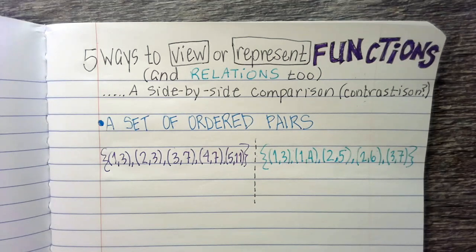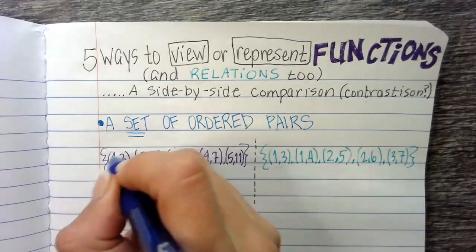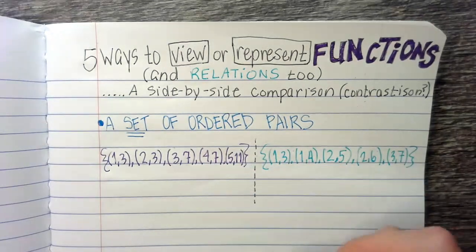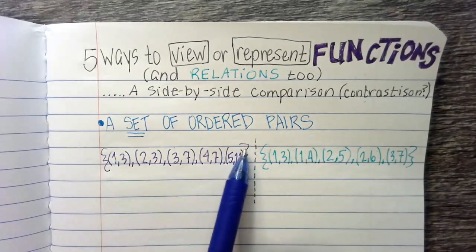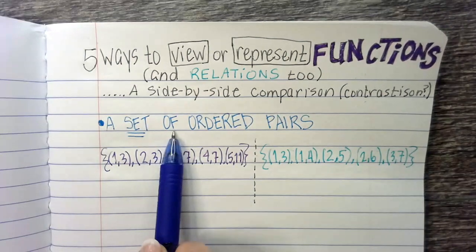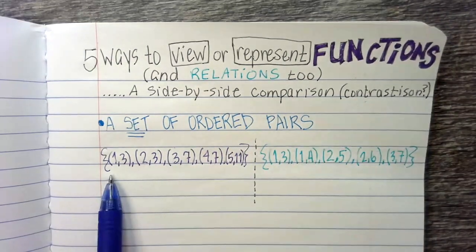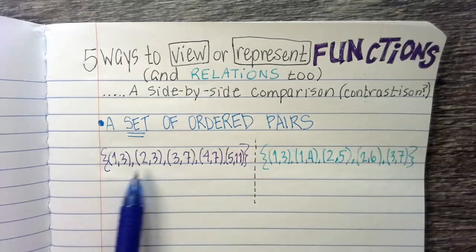The first way we're going to look at as a way to view or represent functions and relations is a set of ordered pairs. Now, when you write something as a set of ordered pairs, the set is represented by these fun curly brackets, which a lot of people end up just making some crazy squiggles. So the set is enclosed inside of here, and it is a set of what? Well, it's a set of ordered pairs, so that's the thing that should be listed inside of here.